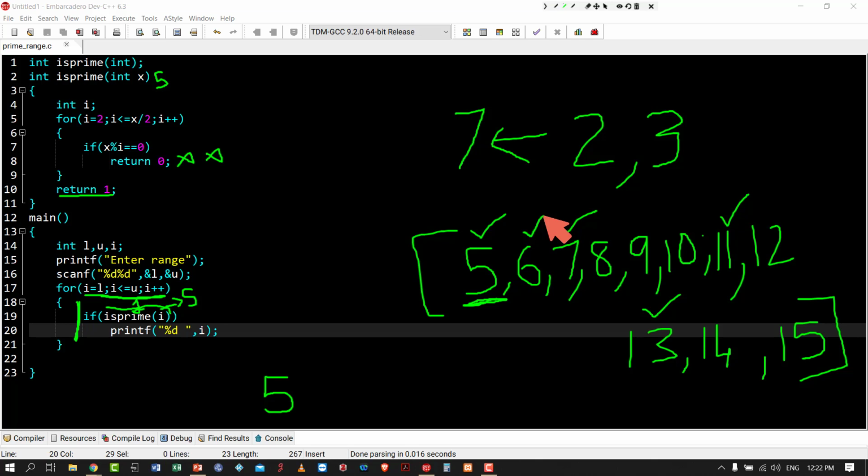What is prime of 6? Here I value is 6. So is prime of I means is prime of 6. What is prime of 6? It will return 0. So the entire value becomes 0, meaning if 0. 0 means false, non-zero means true. So this condition becomes false, this statement will not execute, and that means 6 will not be printed.